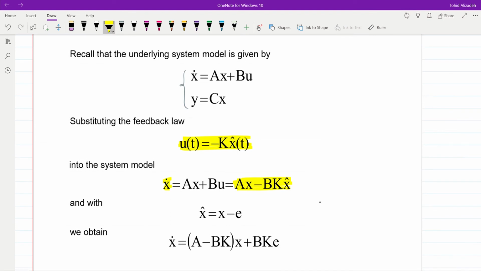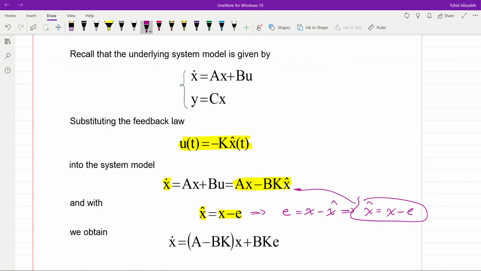And we also know that x hat could be written as x minus error, because we know that error is equal to x minus x hat, and therefore x hat will be equal to x minus e. If we replace this into the equation here, we will get x dot equal to (A minus BK) times x plus BK times the error.